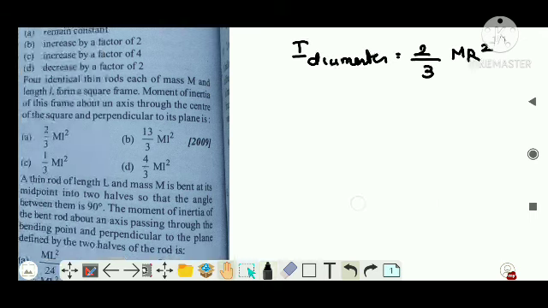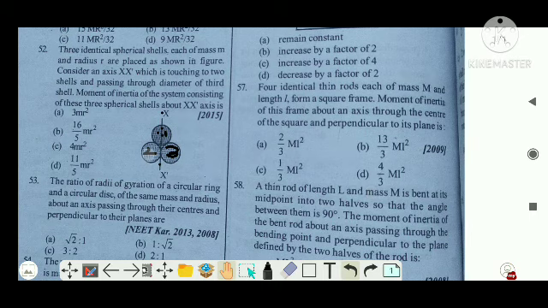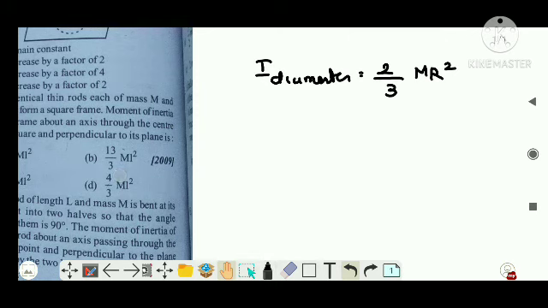Now comes the second one, that is the moment of inertia of this shell. For it, this axis is passing as a tangent. So for it, you have to find the value. Suppose this is a shell, and the axis of rotation is like this.